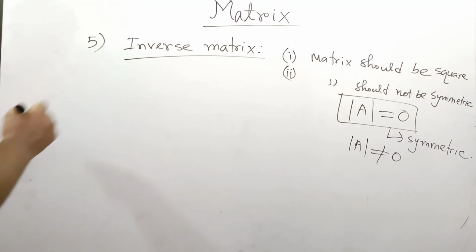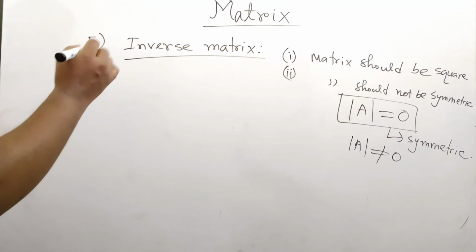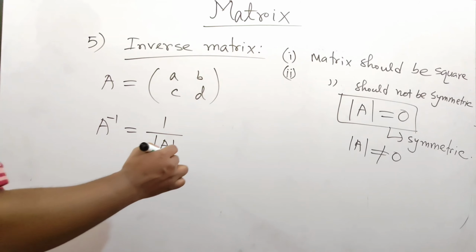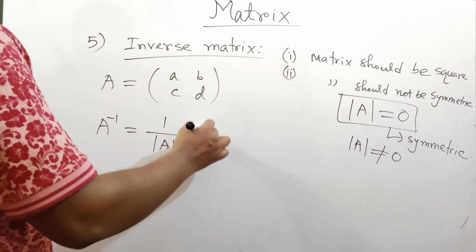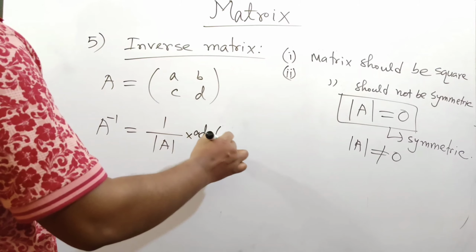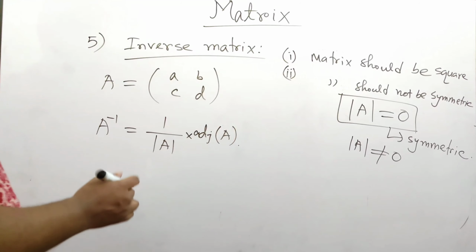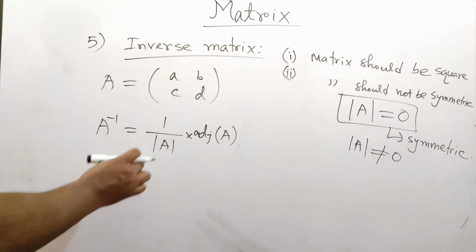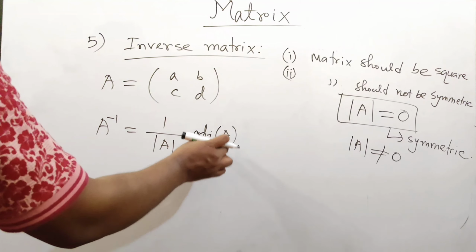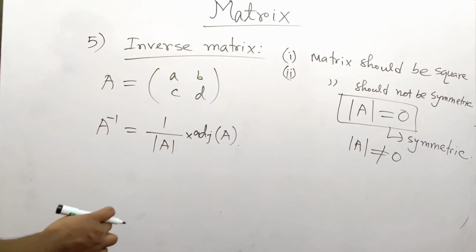Okay, so what is the formula for the inverse of this matrix? For example, if one matrix A is given as A, B, C and D, then the formula for A inverse is 1 over the determinant of A multiplied by the adjoint of A. So here two things you need to know: what is the determinant of this matrix A and what is the adjoint of this matrix A.